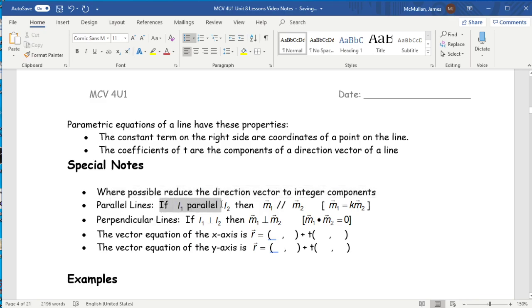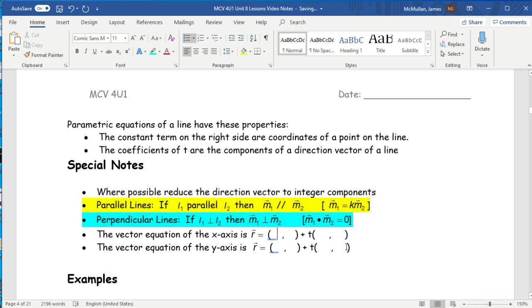So reduce the direction vector where you can to integers. If two lines are parallel, then their direction vectors must be parallel, which means that one direction vector is a scalar multiple of another. So this is a really, really useful property. To determine that lines are parallel, you simply compare their direction vectors. An even more useful property: two lines are perpendicular if their direction vectors dot to make 0. Both of these things are hugely important.